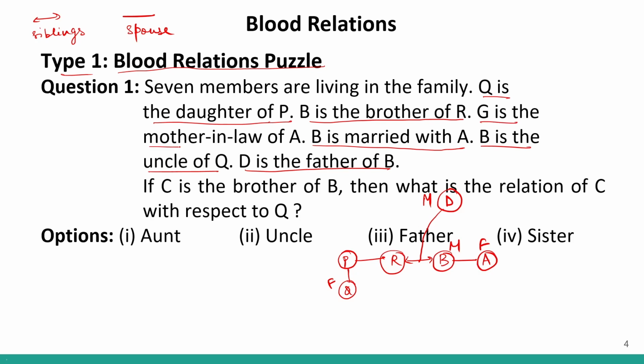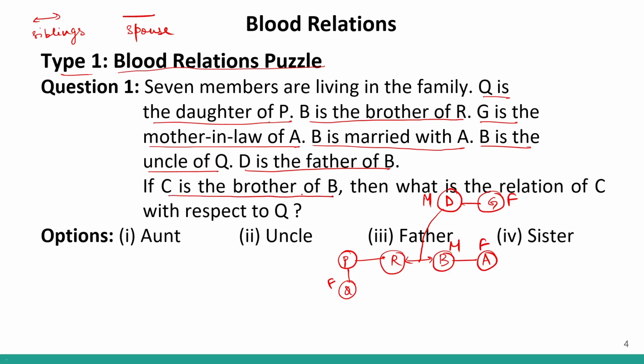Now, G is the mother-in-law of A. So since G is the mother-in-law, that means G will be the spouse of D. And since D is male, G will be female. G is the mother-in-law of A. Correct?